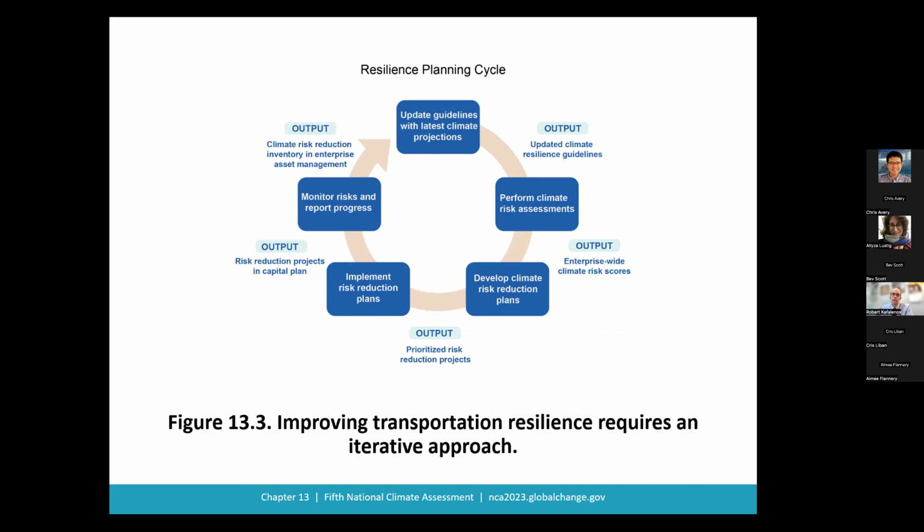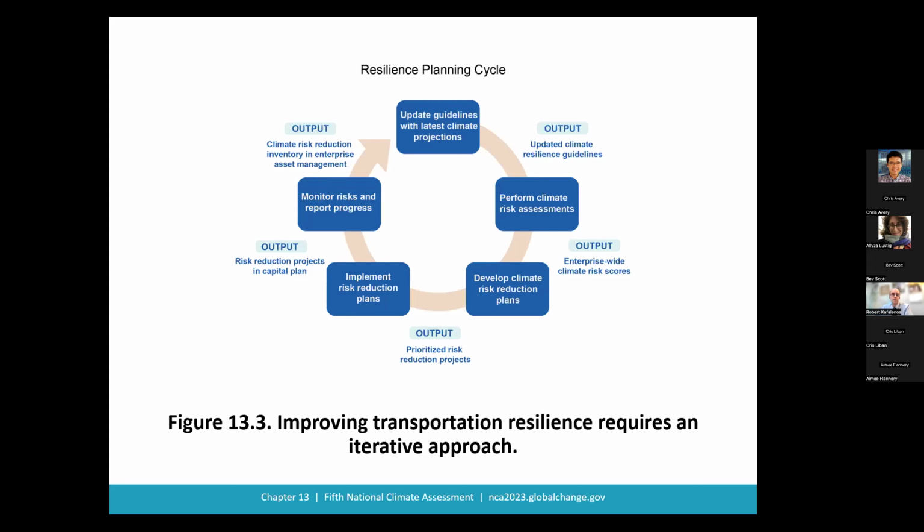This is the resilience planning cycle. This is an iterative process. At a higher level, this process starts with thinking about, at the agency level, the kinds of guidelines that exist for thinking about environmental impacts, updating those to include climate change resilience issues, and then using that information to conduct climate risk assessments. This could be of anything that the Transportation Authority owns. It could be roads and bridges, highways, transit lines, and also buildings. And then from that, after understanding those risks, to develop climate risk reduction plans.